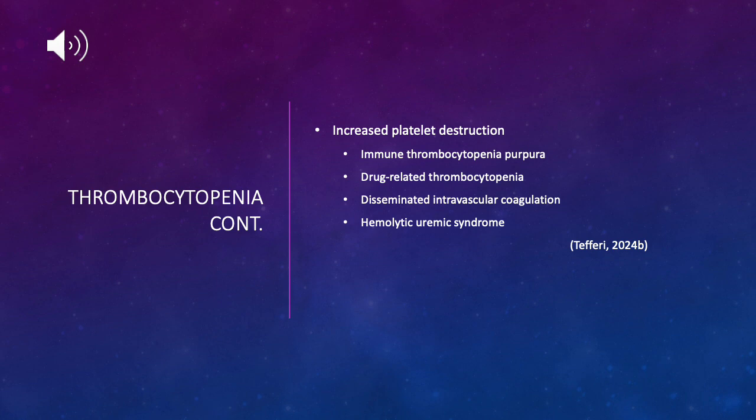Hemolytic uremic syndrome is often associated with bacterial infections. One primary example would be E. coli, and essentially this leads to, similar to DIC, clotting, issues with your kidney function, potentially leading to kidney failure, as well as destruction of healthy functioning platelets.